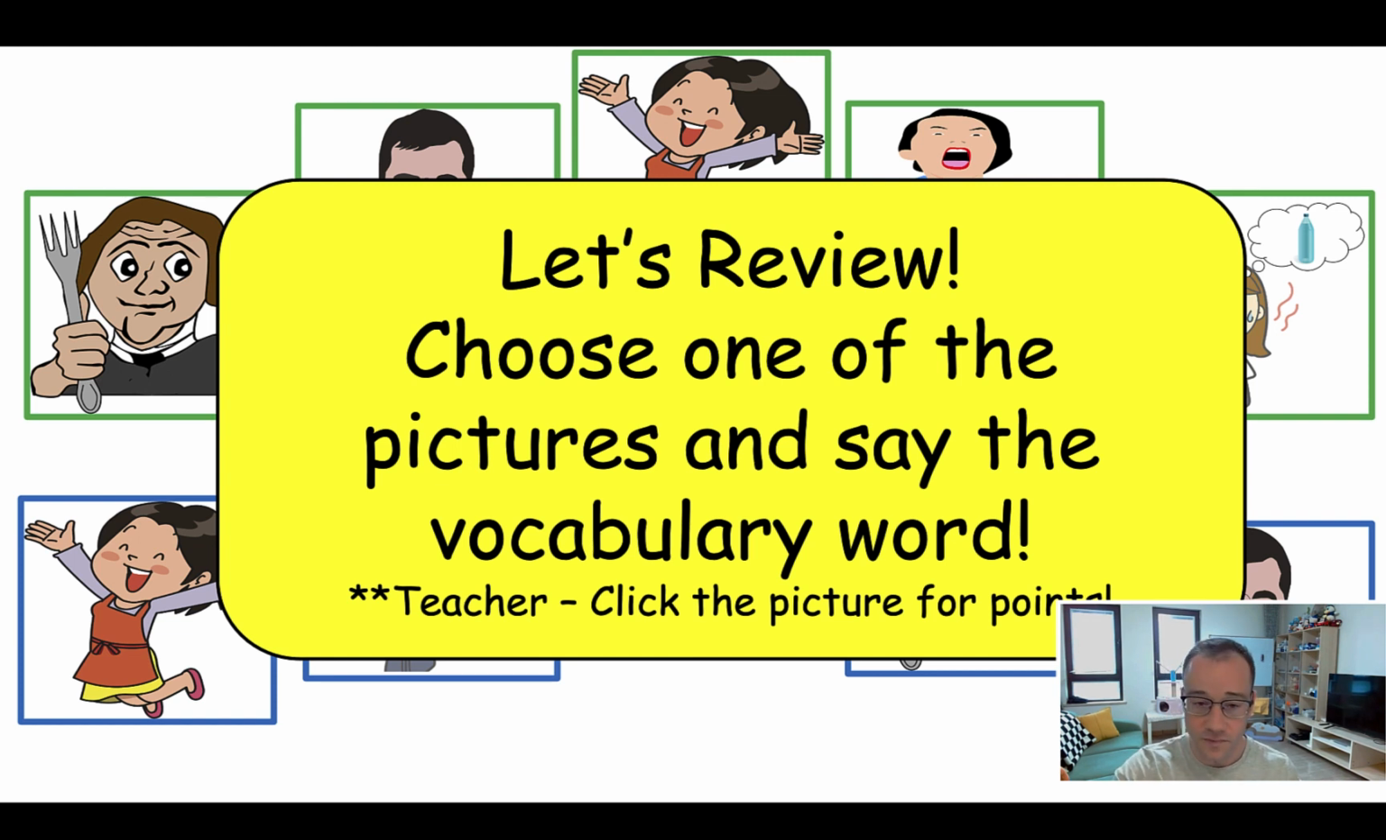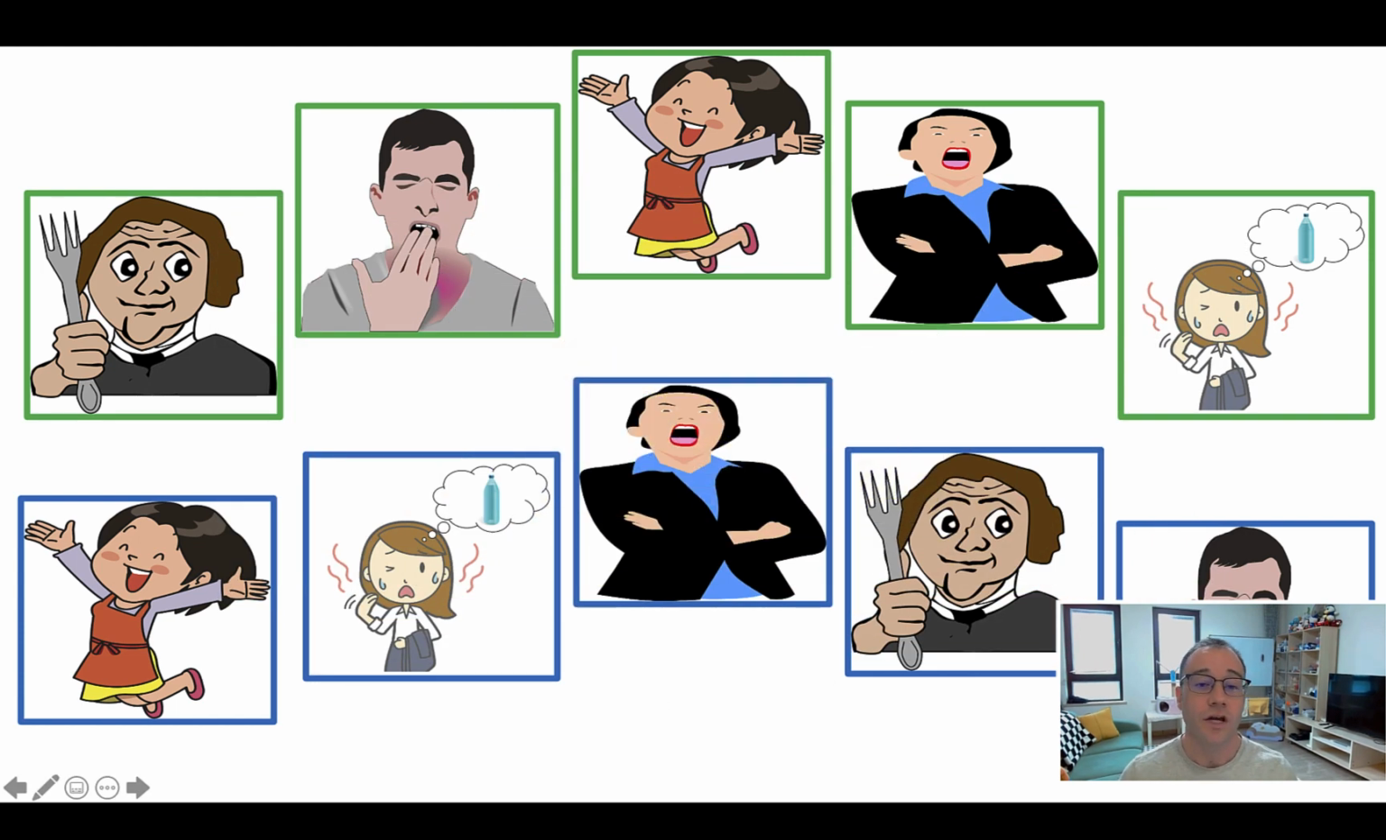Okay, so I left a little note here for you: teacher needs to click the picture for points. Here's how it works. There are 2 of each of the words. Students would raise their hand and say frustrated, and I'll say blue or green.